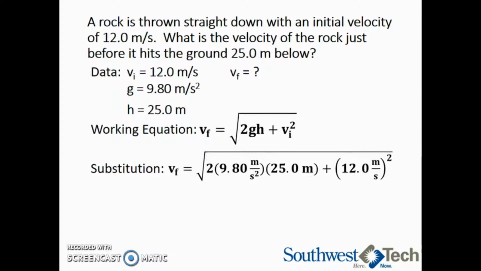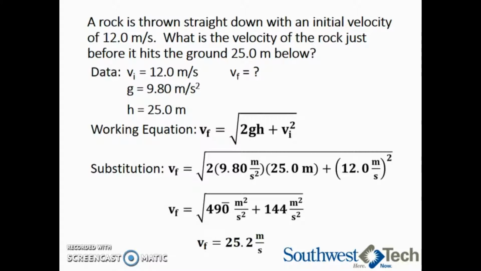This leaves us with the square root of 2 multiplied by 9.8 meters per second squared multiplied by 25 meters plus 12 meters per second squared. Simplifying, we have the square root of 490 meters squared per second squared plus 144 meters squared per second squared. This leaves us with a final velocity of 25.2 meters per second. This concludes our conservation of energy example.